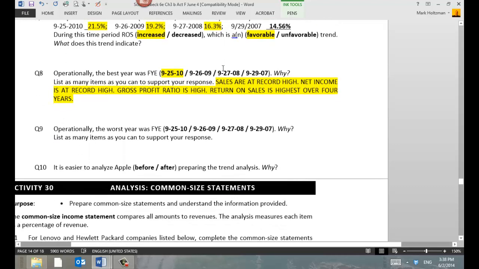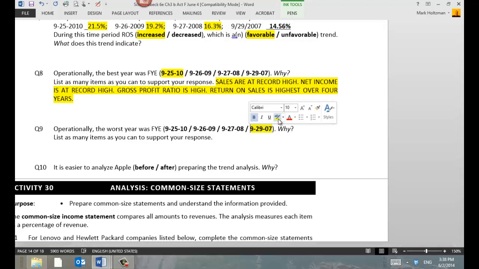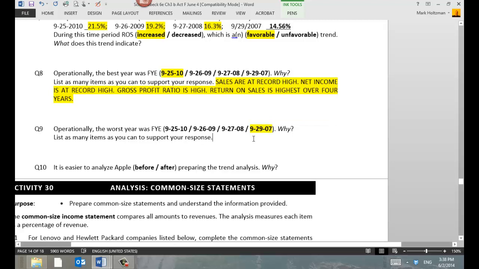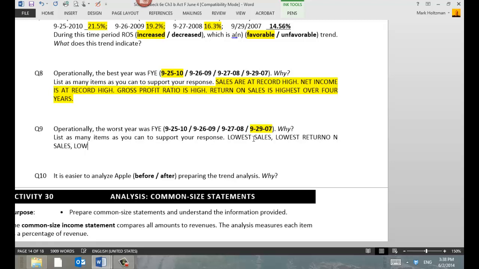Operationally, the worst year was 2007. Why was it the worst year? Lowest sales, lowest return on sales, lowest gross profit ratio.